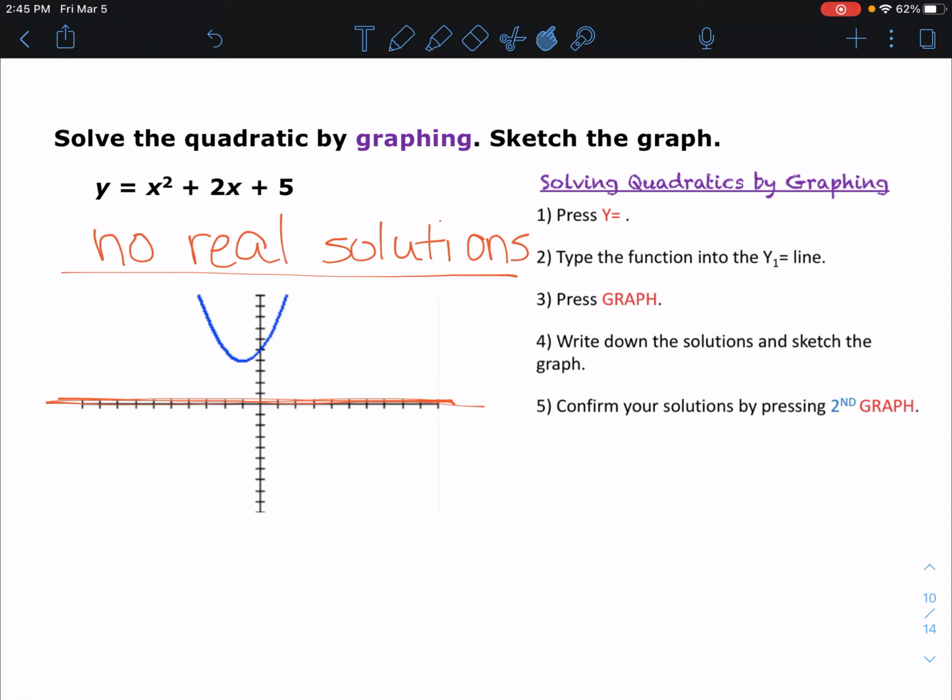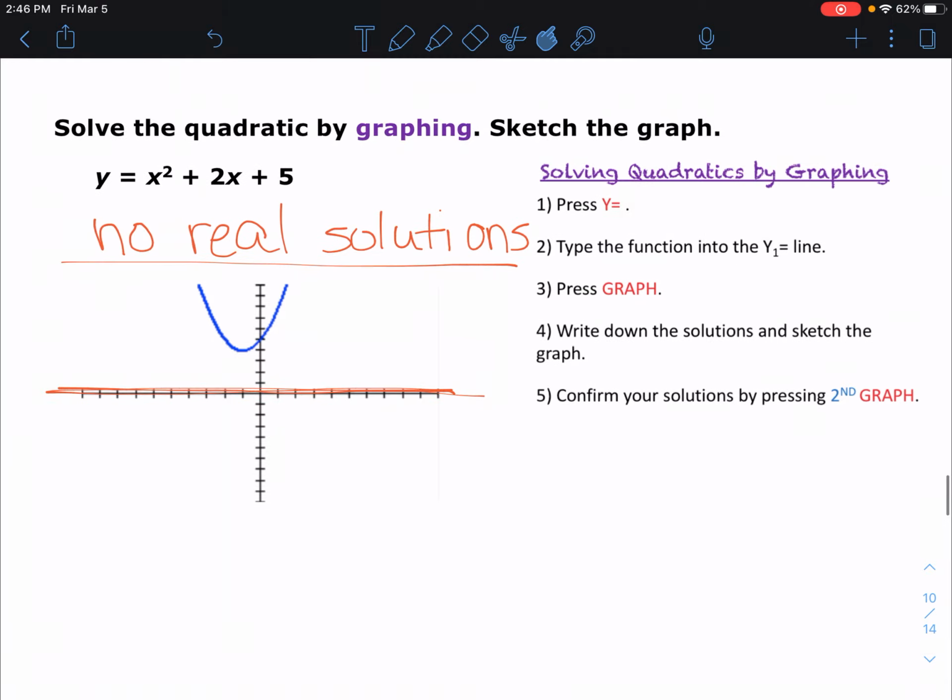Okay, and this word is important. So don't just write no solution. There are some solutions. They're just not real solutions. And right now that might not make a ton of sense, but that's okay for right now.